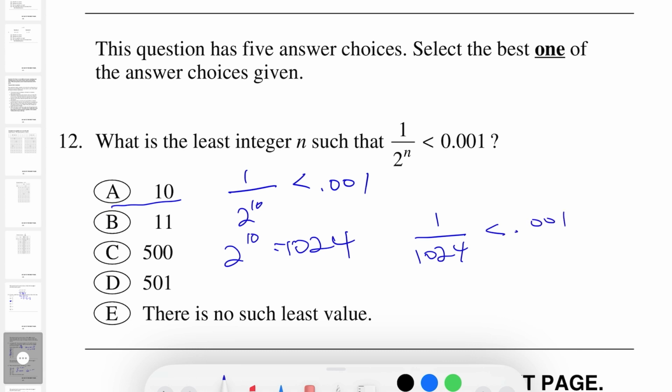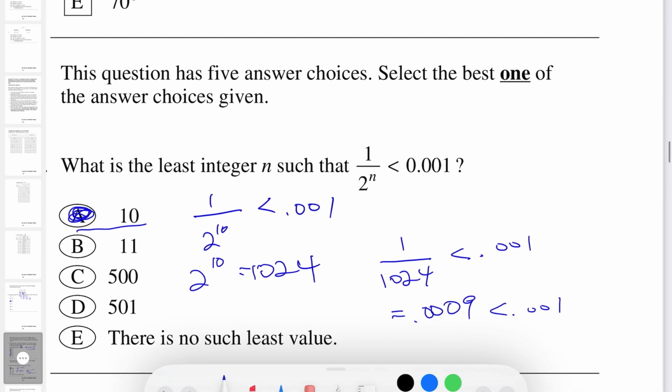And again, in the calculator, we could see that 1 over 1024 is 0.0009, and 0.0009 is less than 0.001. And so that means A is our answer.